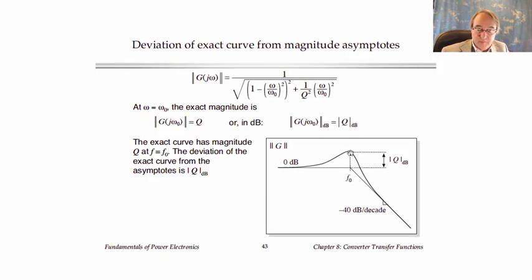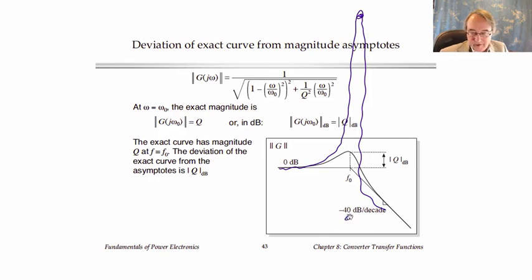So what determines the actual function at the corner frequency has nothing to do with the terms that determine the asymptotes away from the corner. If Q is large, say Q is 1,000,000, the function will go up here to 1,000,000, and it'll look like this. If Q is a small number, 0.01 down here, then the function will go down there. So we can get an exact function that deviates wildly from the asymptotes at the corner frequency.